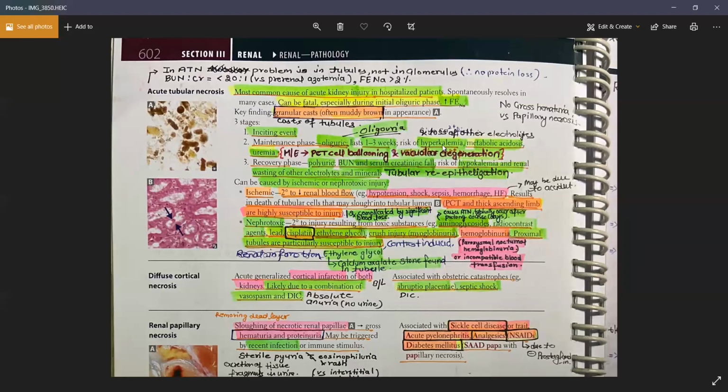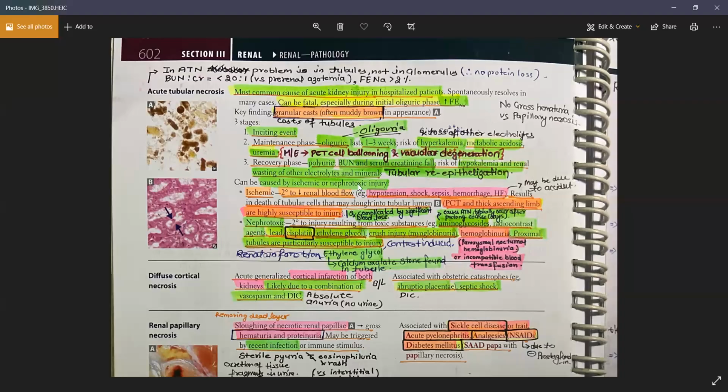Now, when you do the biopsy of the patient in the maintenance phase, you will see the PCT cells ballooning. That means swelling of the cell, which is a sign of reversible injury. Vacuolar degeneration will also happen. There will be multiple vacuoles inside the tubules. So if you see the vacuoles and the swelling of the cell, that means the patient is still in the maintenance phase.